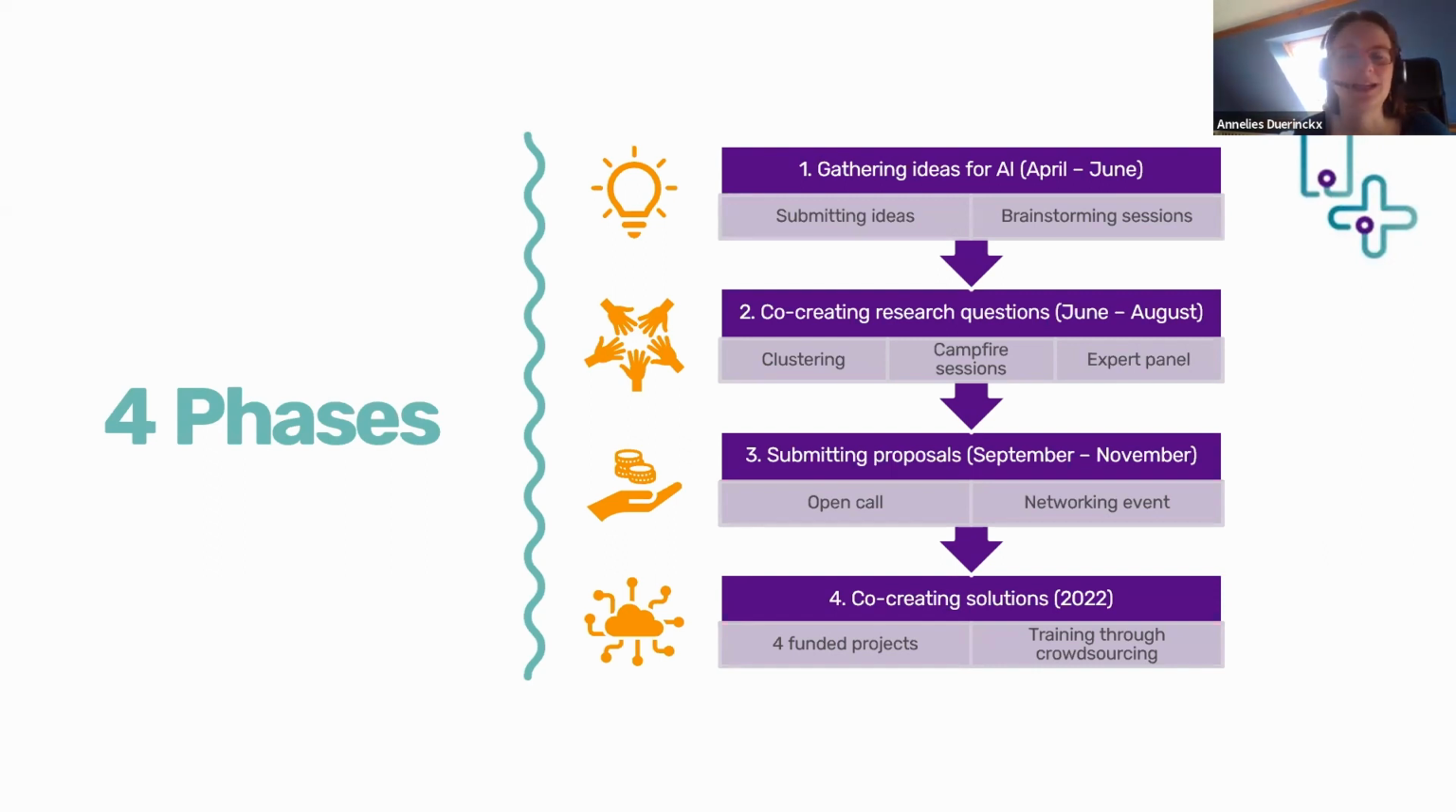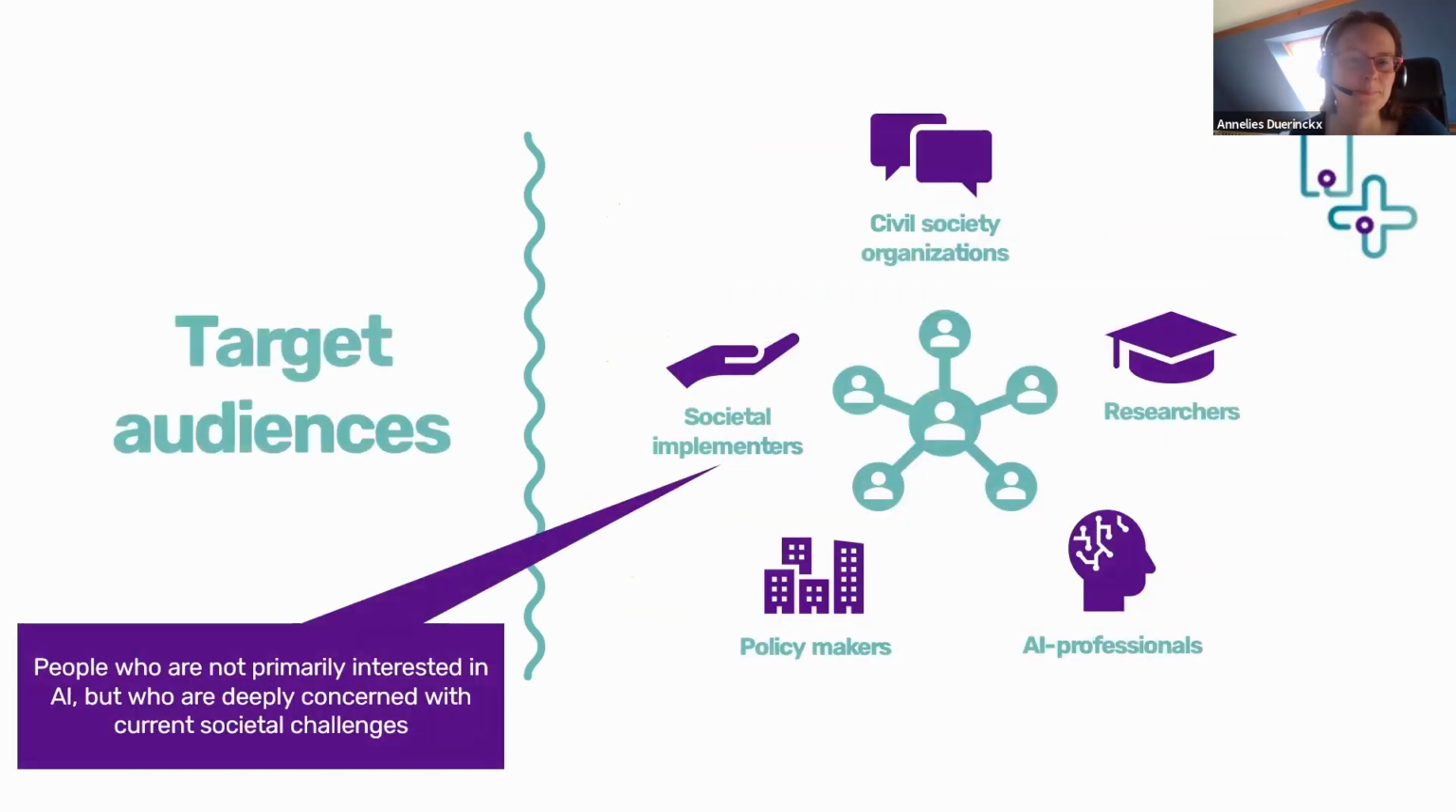We are now organizing what we are calling campfire sessions. They're real-life sessions. It's nice to see each other again after this long year, to dive into what the questions, the issues are really about. Then in the next phase, from September on, we will launch an open call to which consortia can submit proposals, because the idea is that at least 4 of the ideas will really be realized, will be co-created together with citizens, and these projects will receive funding. Our main target audience is what we call societal implementers.